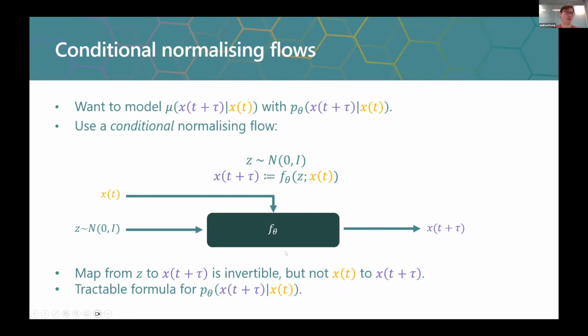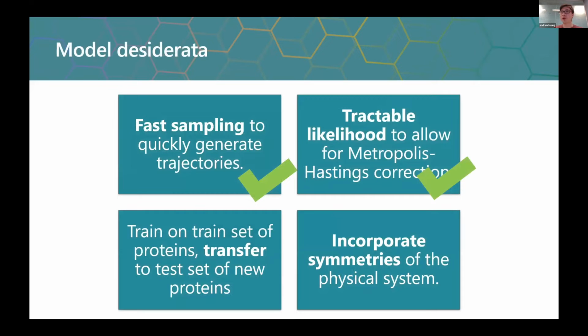And we have a tractable formula for the density using the change of variable formula, as with normal normalizing flows. So normalizing flows, if we use a RealNVP architecture at least, will have fast sampling. And they give us a tractable likelihood, by definition of a normalizing flow.